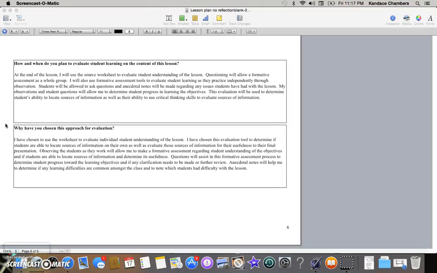Observing the students as they work will allow me to make a formative assessment regarding student understanding of the objectives and if students are able to locate sources of information and determine its usefulness. Questions will assist in this formative assessment process to determine student progress toward the learning objectives and if any clarification needs to be made or further review. Anecdotal notes will help me to determine if any learning difficulties are common amongst the class and to note which students had difficulty with the lesson.